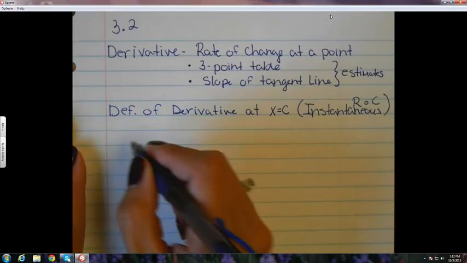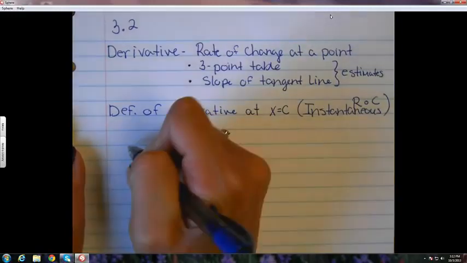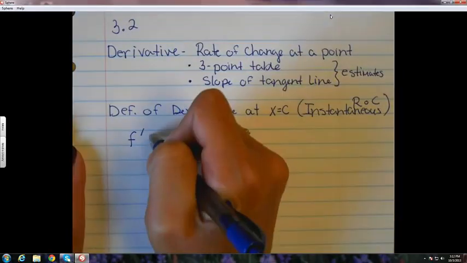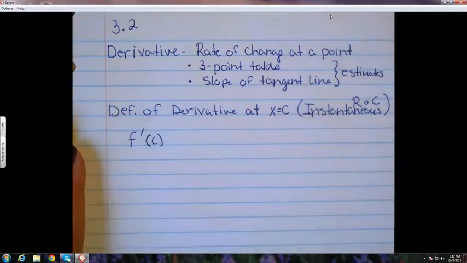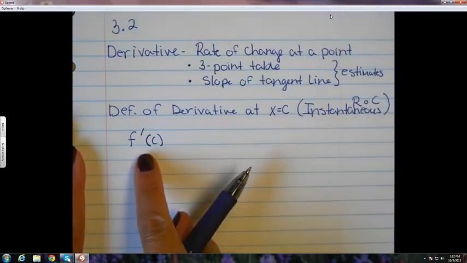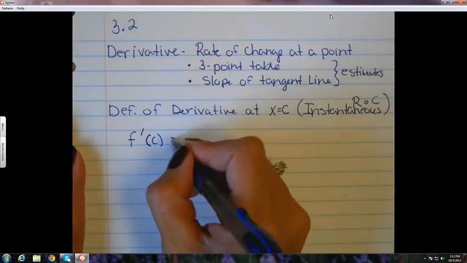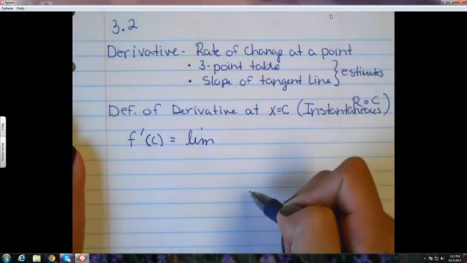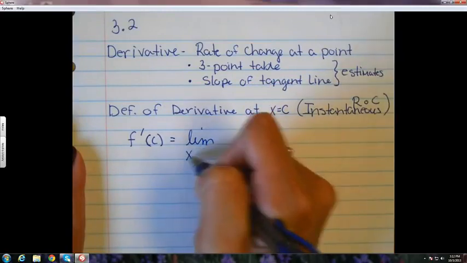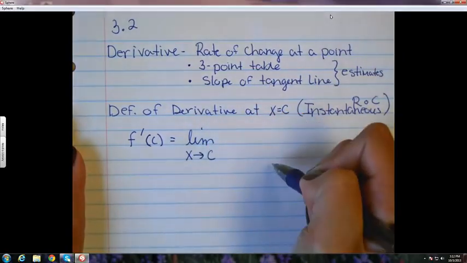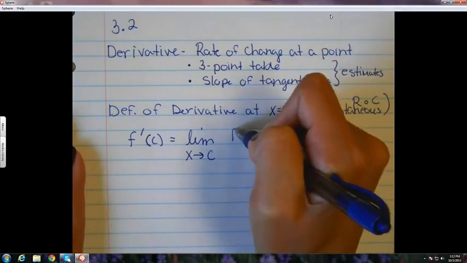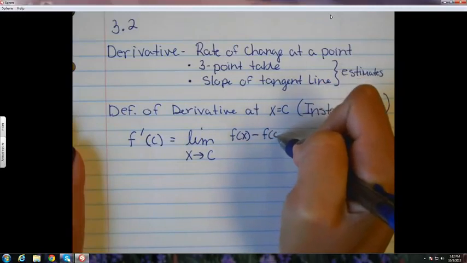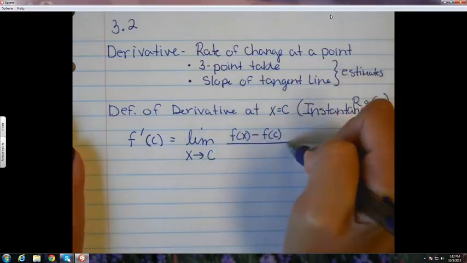First of all, the notation we're going to be using for derivative is a prime. It's called f prime of c. That means find the derivative at c. So we're not going to use the words too much anymore. We're going to be using symbols. And the definition has a limit in it. And that's why we did a whole chapter on limits. It's the limit as x approaches c of f of x minus f of c all over x minus c.